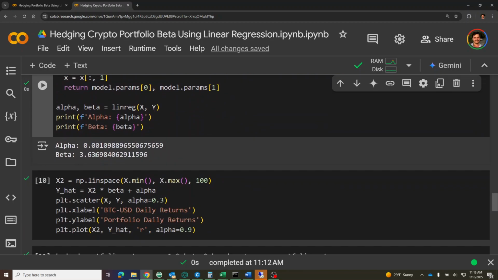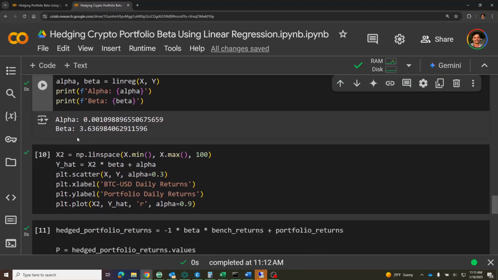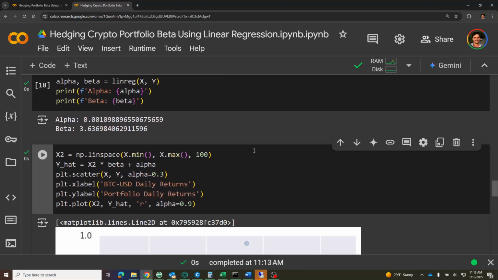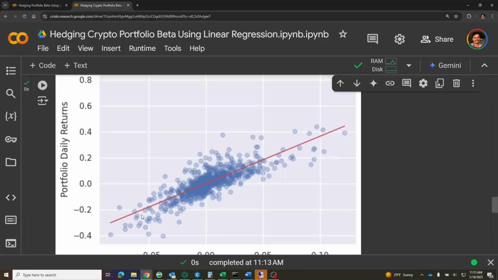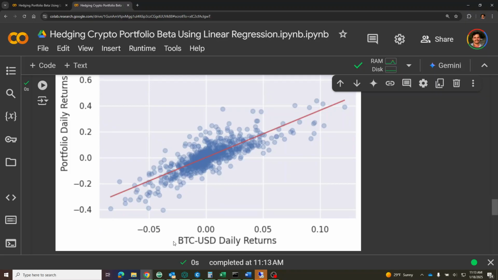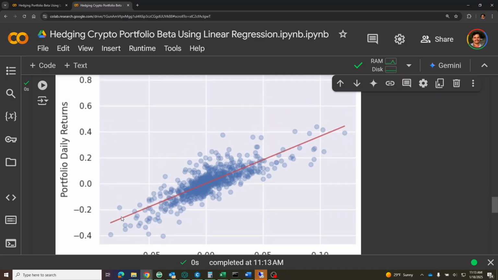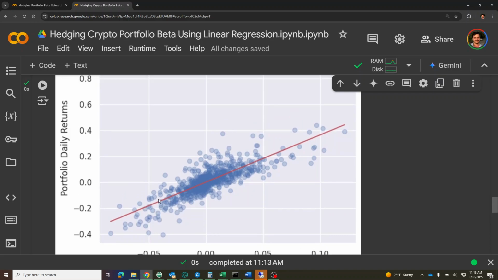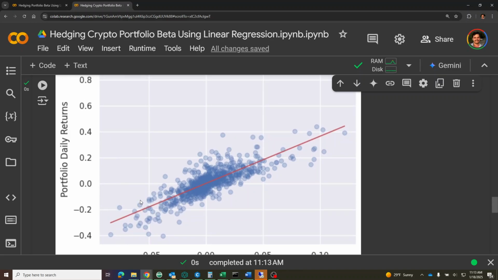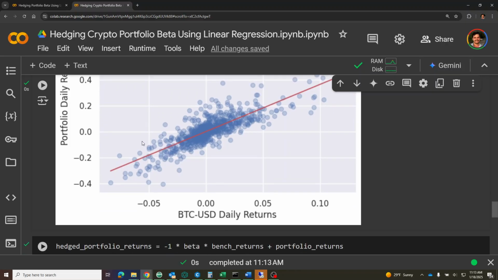And then this is going to calculate this sort of linear regression and plot it here for our portfolio returns to our Bitcoin US daily returns. And you can see there's a pretty strong linear regression between the two values here, and between the two returns. So certainly the greater the returns of Bitcoin, you'll find greater the returns of your portfolio, which I think is good to see.